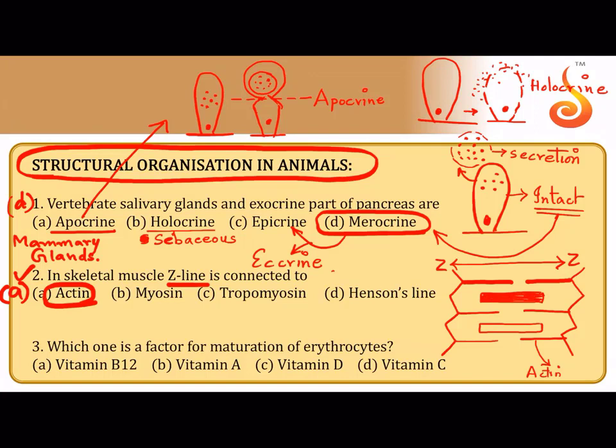So what I am shading here, very very thick, these are the myosin filaments. So let me just label it as M. M is myosin filaments, and this zigzag structure which is shown over here for diagrammatic purposes, this is a membrane which is referred to as the Z line, and as you can see, the Z line is attached to the actin filament and not the myosin filament. So the answer is actin filament. Which is the factor responsible for maturation of erythrocytes? It is vitamin B12. So option A.